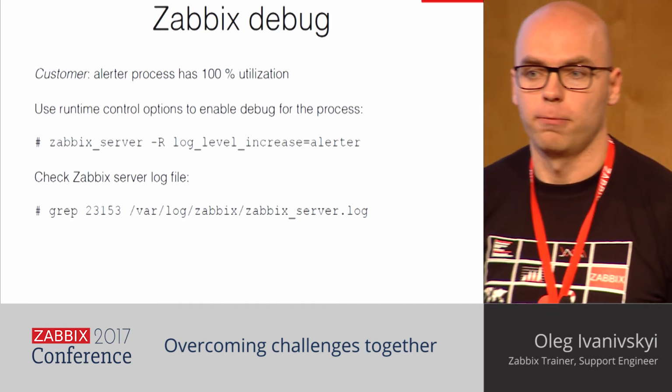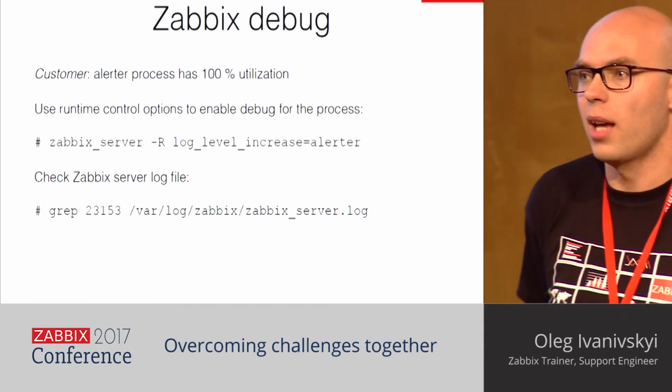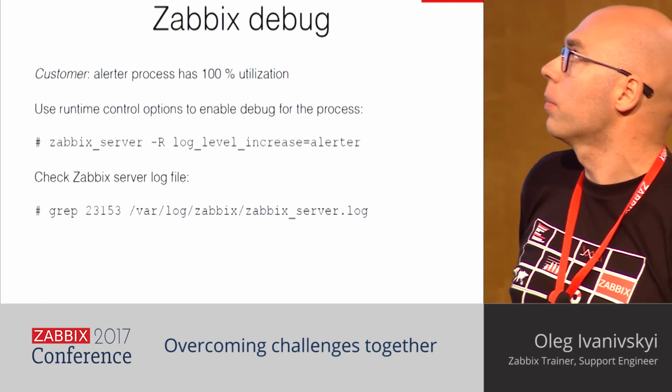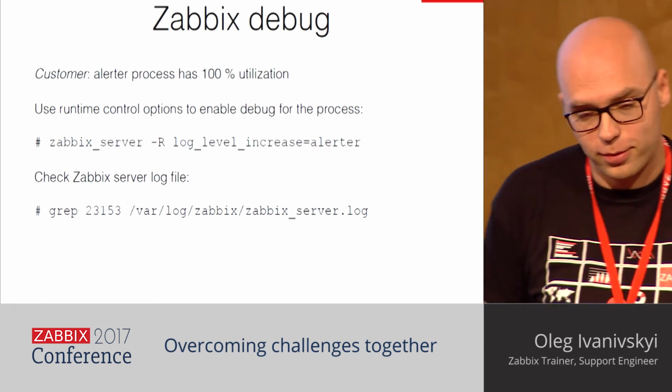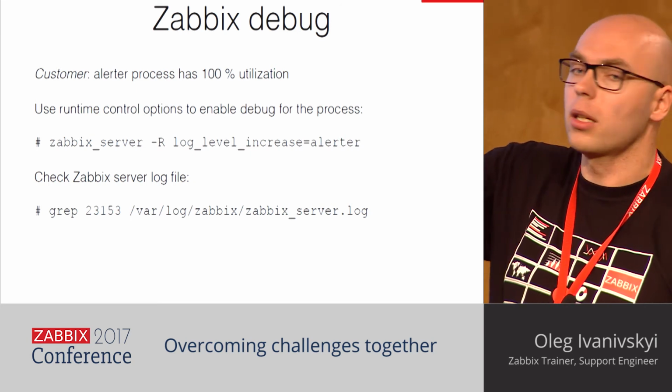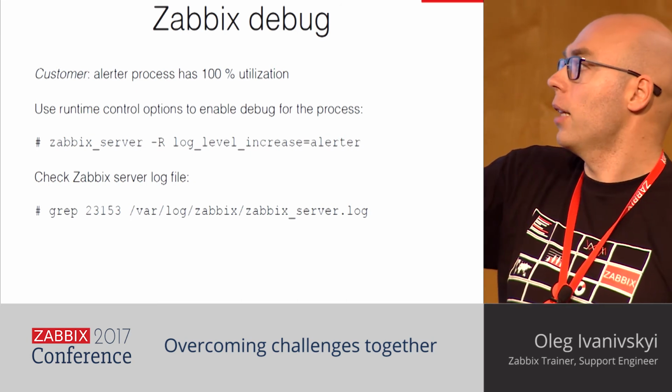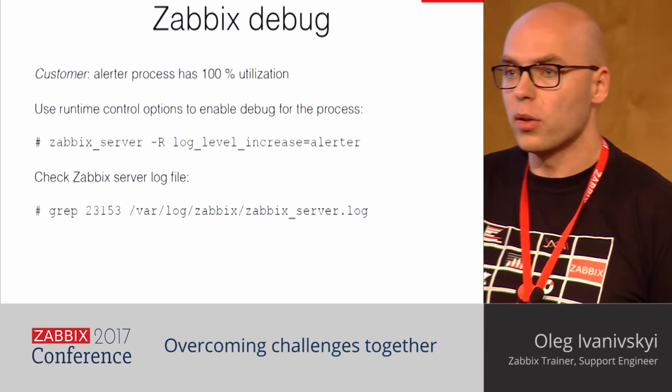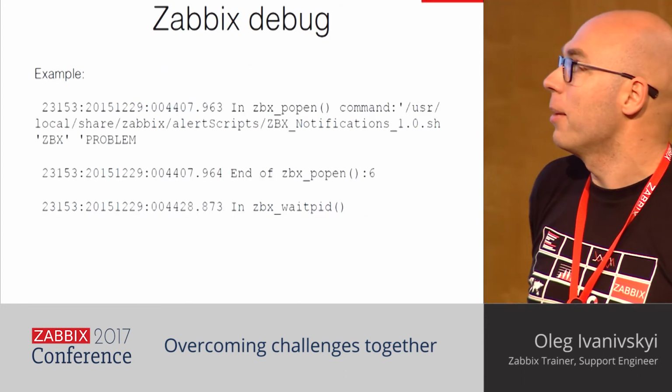Also, you can use Zabbix debug. Say I have an issue with Zabbix. I know that Zabbix is slow, and we have a process utilization issue. That's the high process. So I can use runtime control options to enable debug, and I just need to grep by the process ID, so I'll be able to check some details.